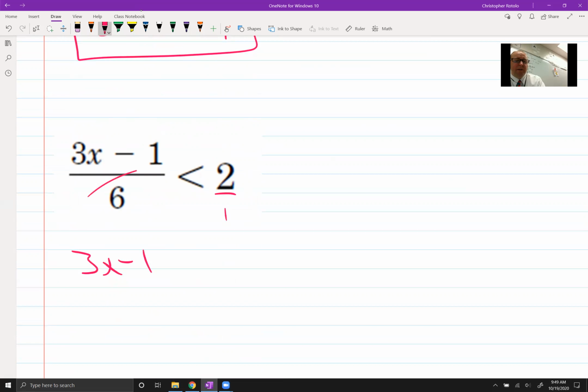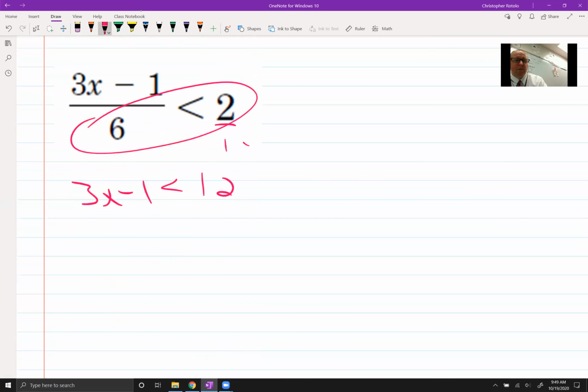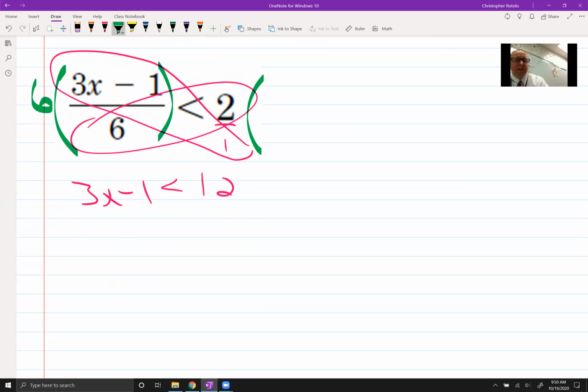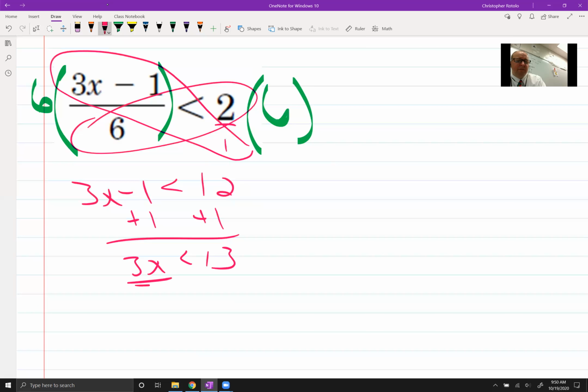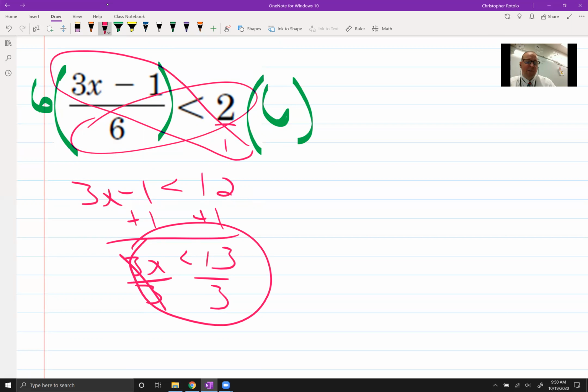3x minus 1, and again, we have less than 12, because it would have been this way as well. Or if you're up to it and you're ready for it, we're going to multiply this by 6 and this by 6, because that's the same thing that happens when we cross multiply. All right, let's add the 1. So we get 3x is less than 13, divided by 3. That's all we really need. If you're going to put it on the number line, we probably do want to get at least a mixed number, if not a decimal.